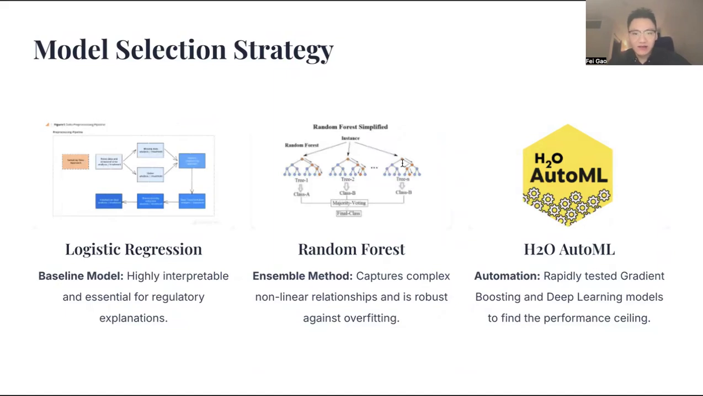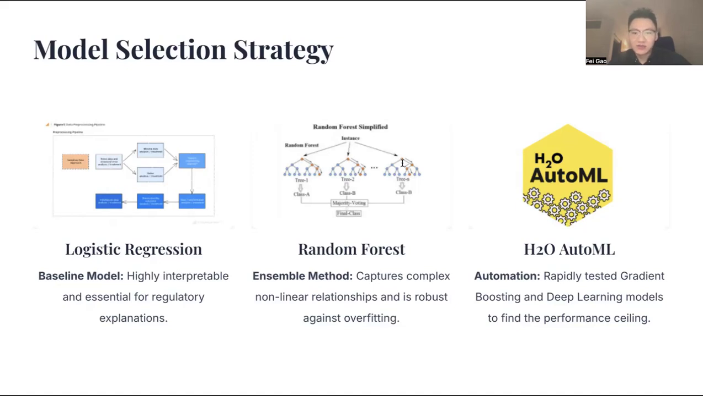And the second one is the random forest classifier. This ensemble method captures nonlinear relationships between features like age versus income better than linear models and is robust against overfitting. And the third is H2O AutoML.